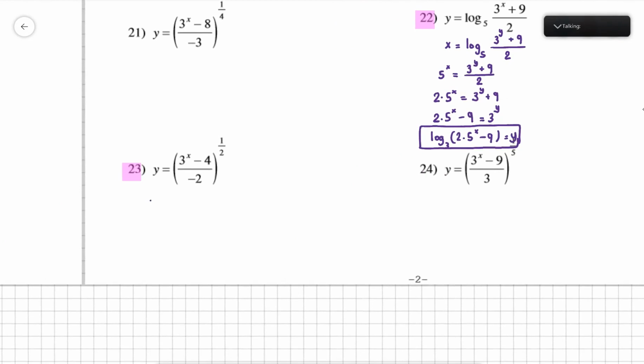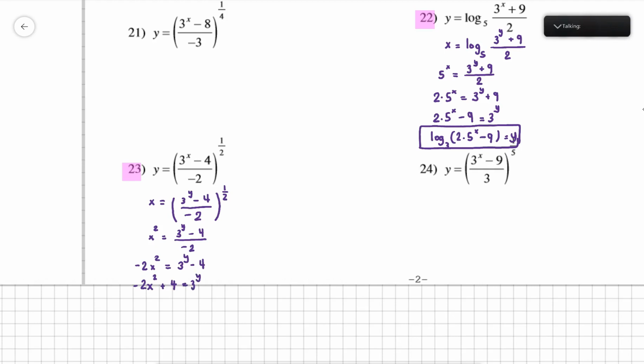And number 23, x equals 3 to the power of y minus 4 over negative 2, all to the 1/2 power. Square both sides, x squared equals 3 to the power of y minus 4 all over negative 2. Multiply by negative 2. Negative 2x squared equals 3 to the power of y minus 4. Add 4. Negative 2x squared plus 4 equals 3 to the y.